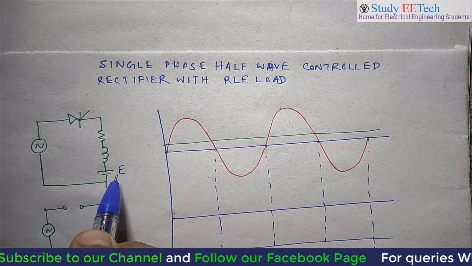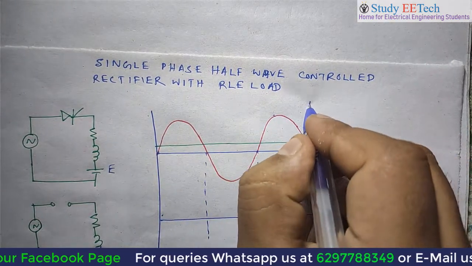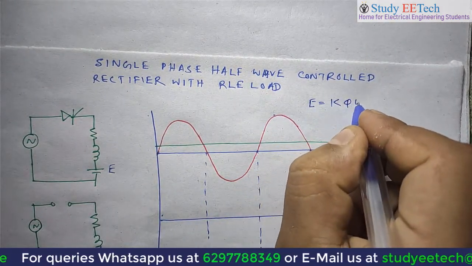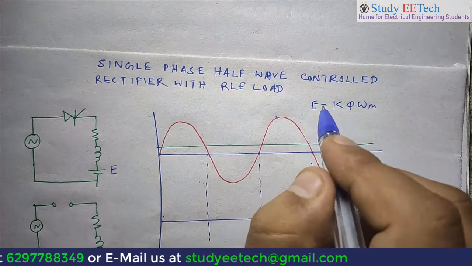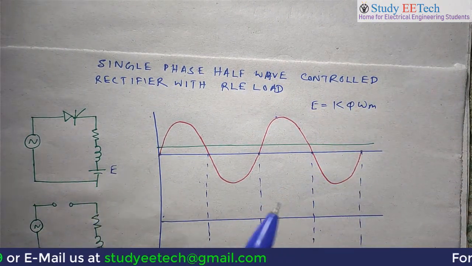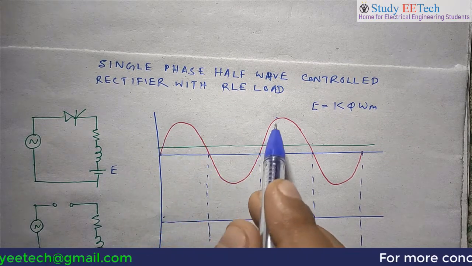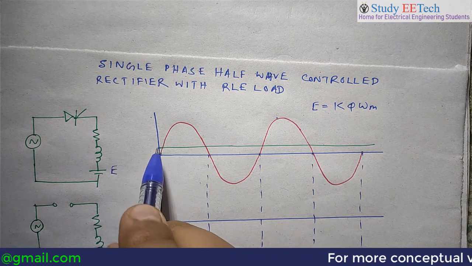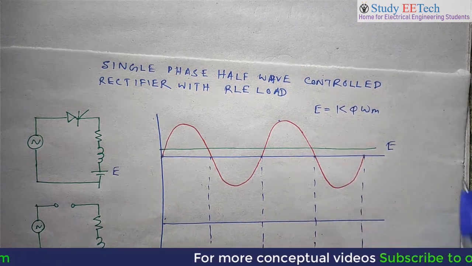And E depends on the speed of the motor, because we know E equals K phi omega m. Alright, so as the motor starts, E builds up. So this is the E. Here in this graph we have shown this red color is the input voltage, and this green color represents the back EMF E, right?